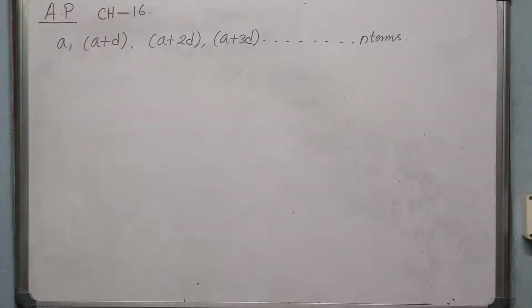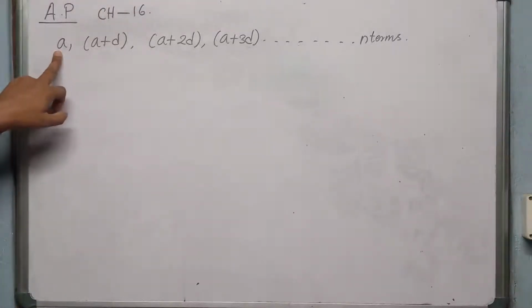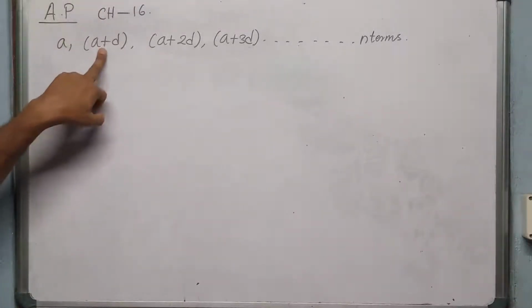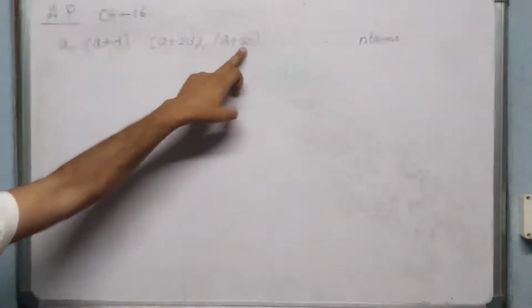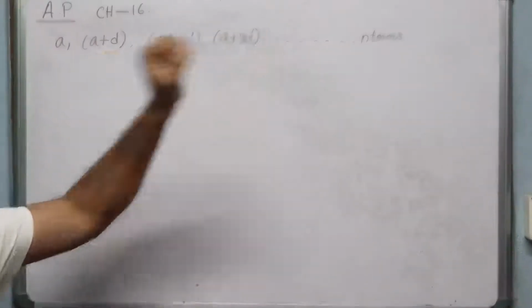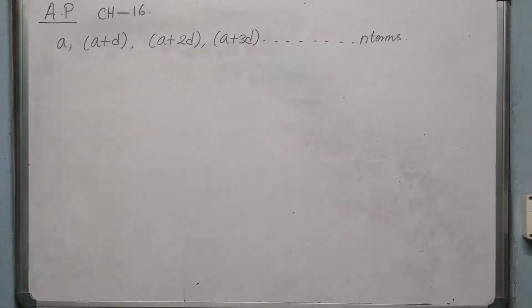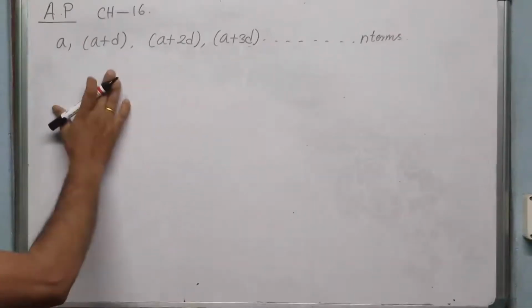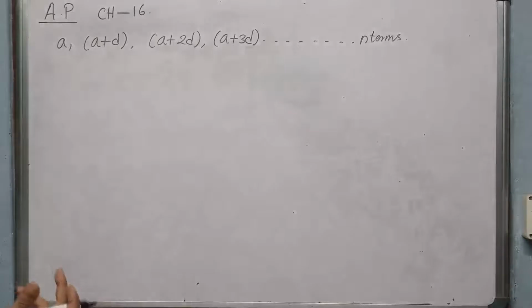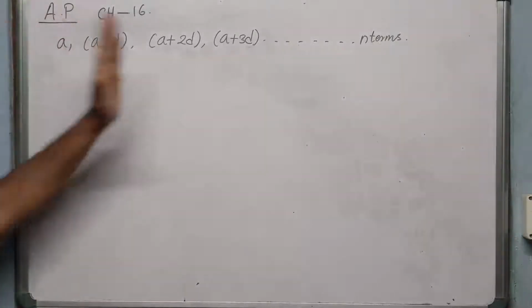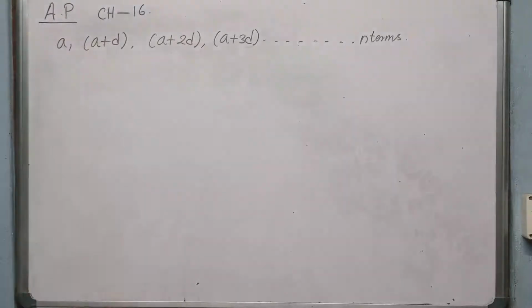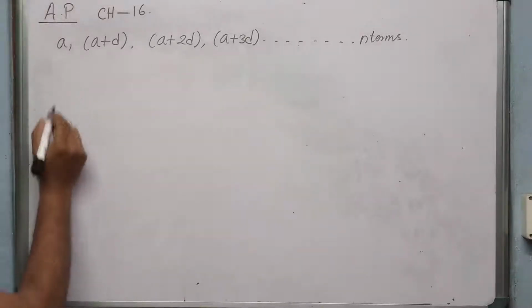A is considered the first term. A plus D is the second term. A plus 2D is the third term. A plus 3D is the fourth term. And the fifth term will be A plus 4D. In the series, if the difference of every consecutive term is the same, the difference of second minus first, third minus second, then the series is said to be an AP.